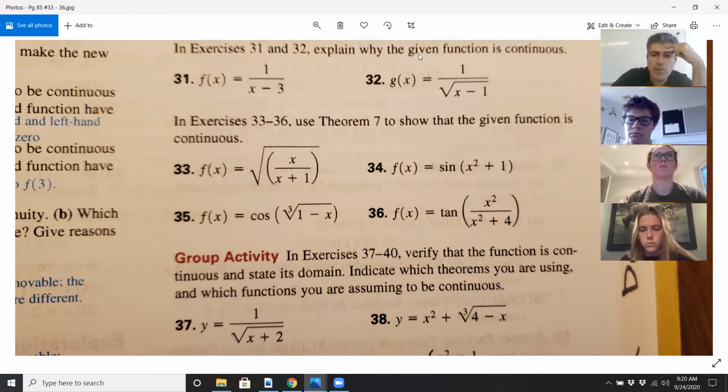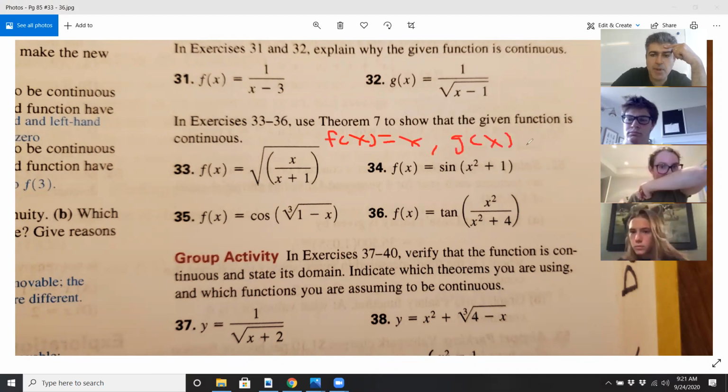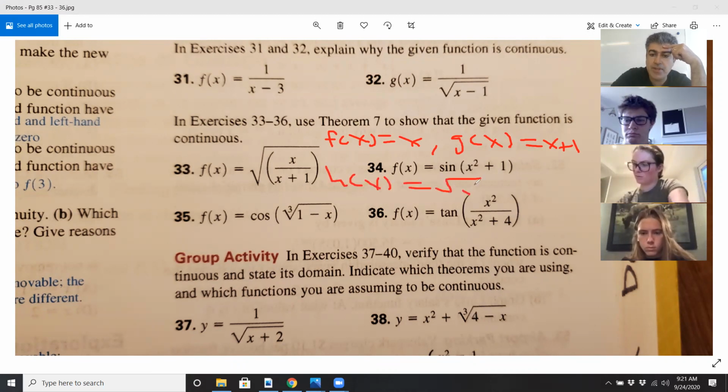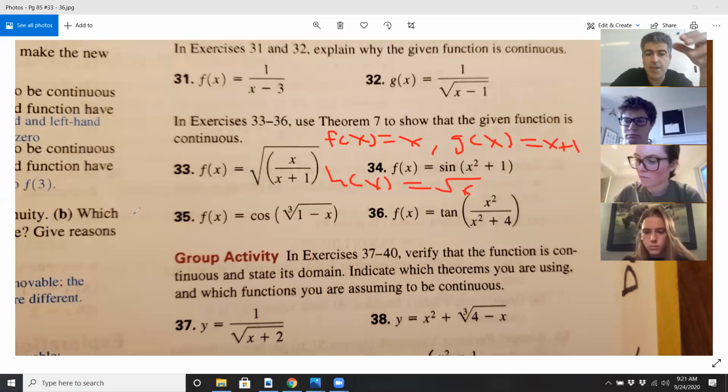But the way you would do it is you could say f of x equals x, g of x equals x plus 1. Now, are those continuous functions? They are. They're both linear. These are both continuous. And I can say h of x is root x. Is root x continuous on its domain? It is. So all three of these are continuous functions. Now, how do I combine it all as a composite? I can do this. And there we go. That's good enough. That's all I need to do for 33.